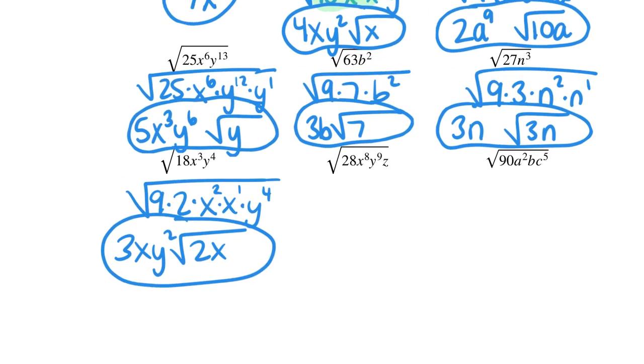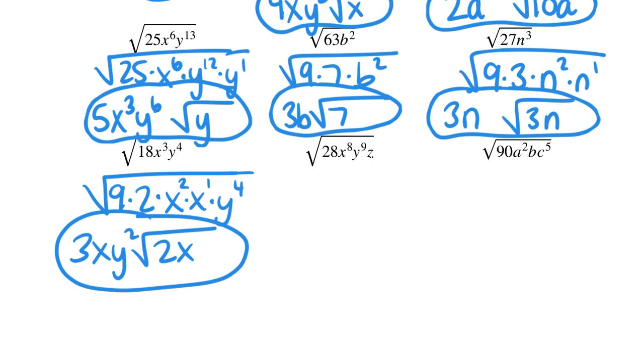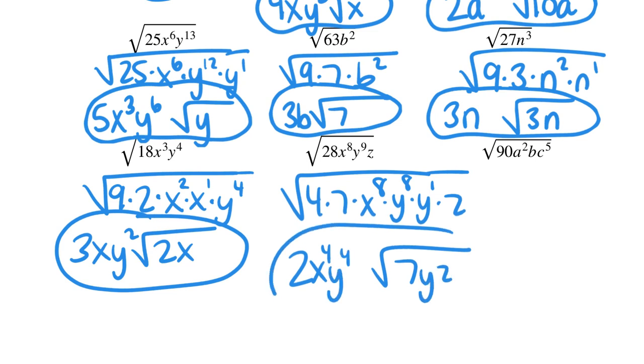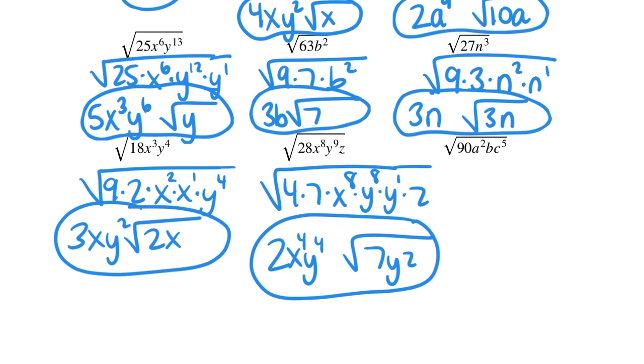The next one is square root of 28, x to the 8th, y to the 9th, z. So break the 28 into 4 times 7. X to the 8th is fine. Make the y to the 9th, y to the 8th times y to the 1st. Square root of 4 is 2. 7 stays under there. Square root of x to the 8th is x to the 4th. And you can pull out a y to the 4th. The y and the z need to stay under the root. And then just one more.